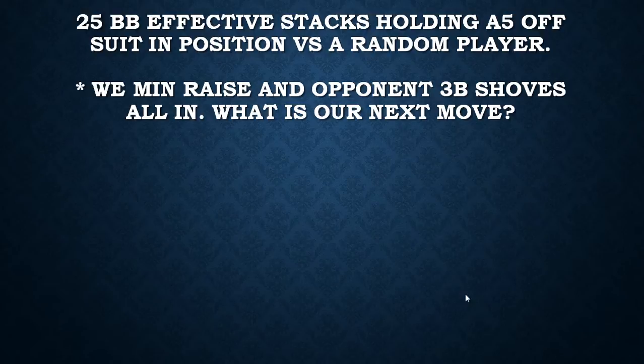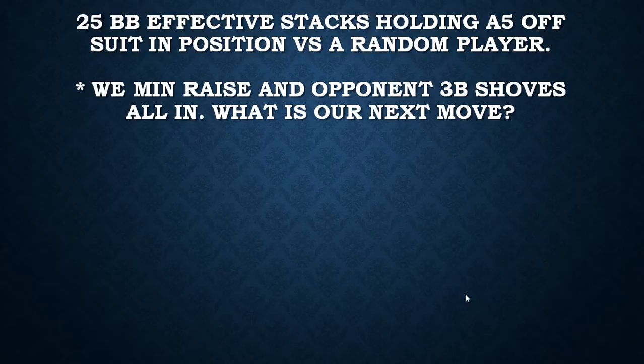So the first question is: 25 big blind effective stacks, holding ace-5 offsuit in position versus a random player. And when I say random player, I mean we know absolutely nothing about this opponent. You've never seen the name before, you've chosen not to SharkScope him or his SharkScope is blocked, you've never played any hands with this guy before, so you're clueless. When you're holding ace-5 offsuit in position versus that kind of player, we min raise and the opponent 3-bet shoves all in. What is our next move?